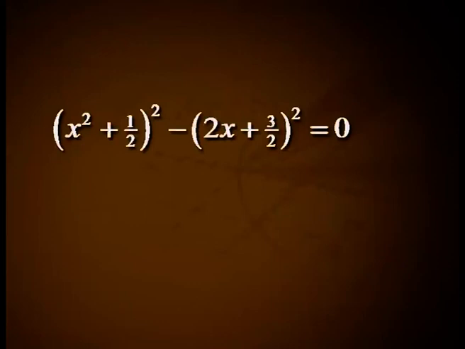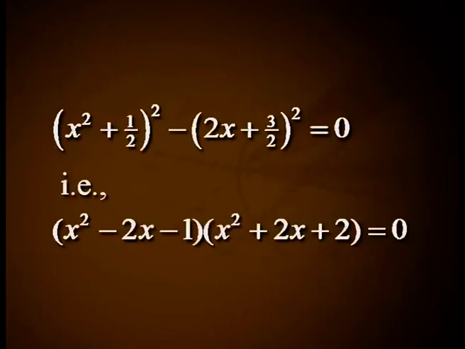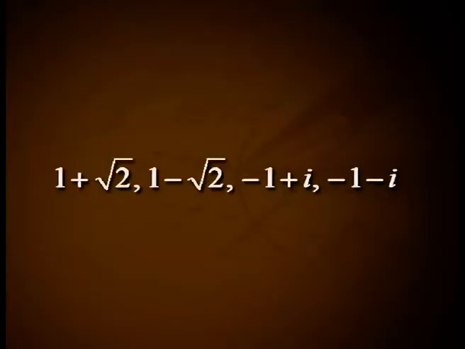Putting lambda equal to 1 by 2 in 19, we get (x² + 1/2)² − (2x + 3/2)² = 0. That is, (x² − 2x − 1)(x² + 2x + 2) = 0. Hence, the roots of the given equation are 1 plus root 2, 1 minus root 2, −1 plus i, −1 minus i.